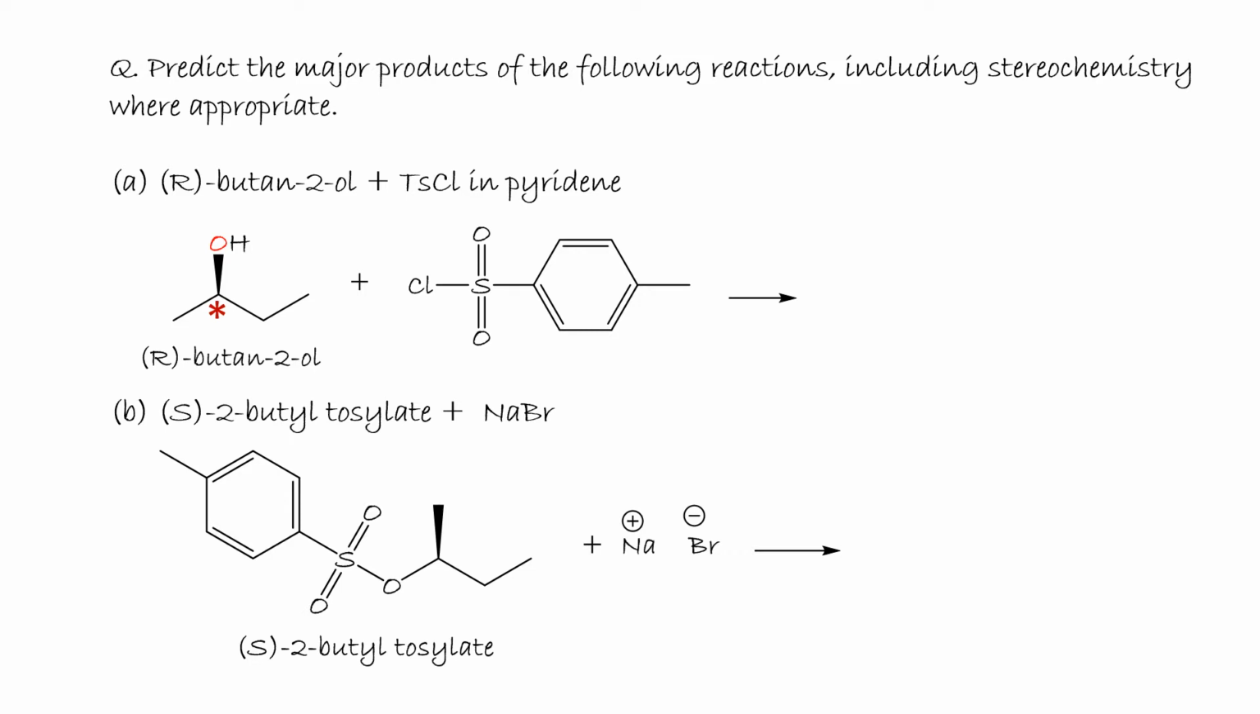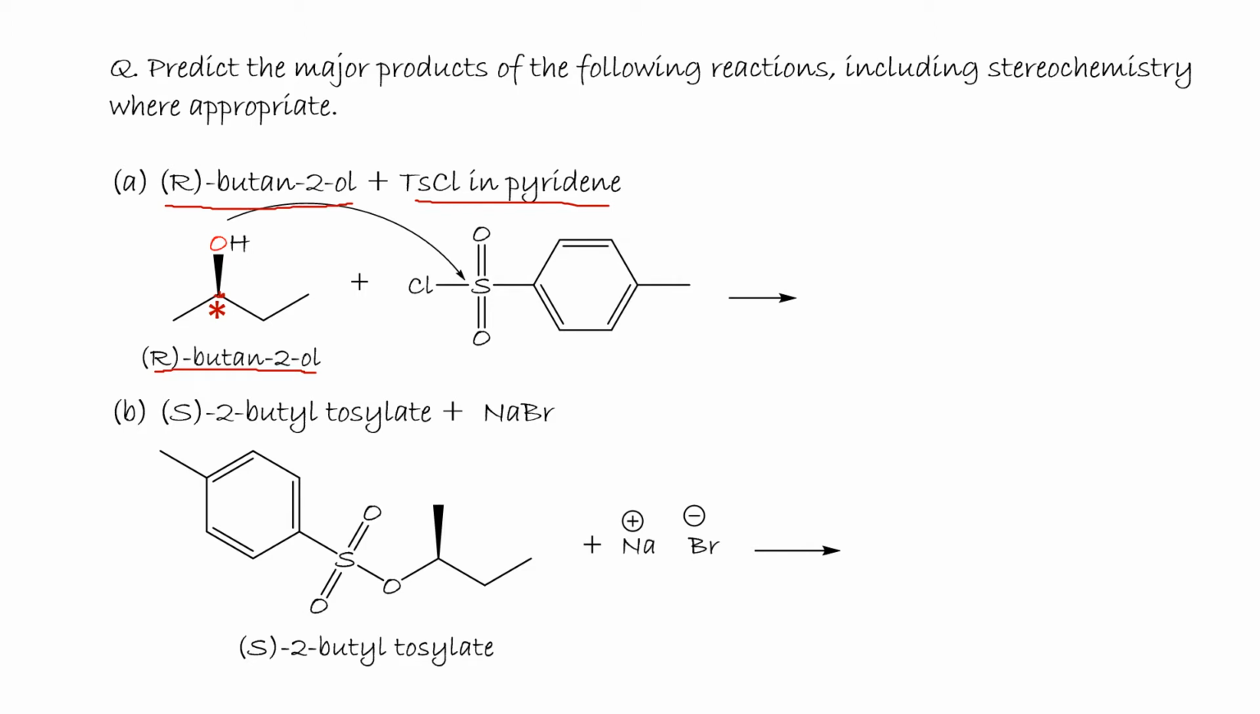Predict the major products of the following reactions, including stereochemistry where appropriate. R-butan-2-ol plus tosyl chloride in pyridine. Here is R-butan-2-ol with a chiral center. This chiral center is not involved in the reaction.